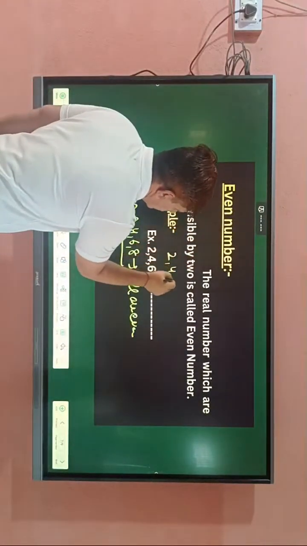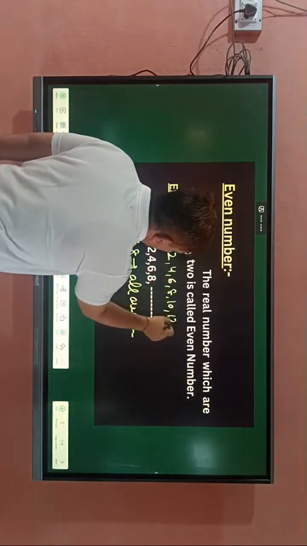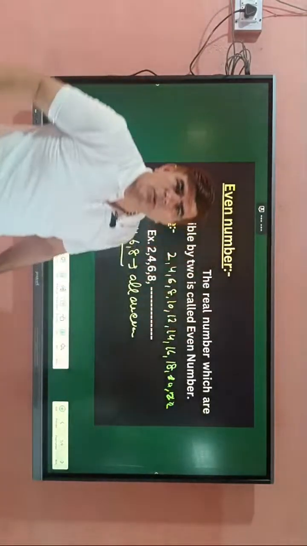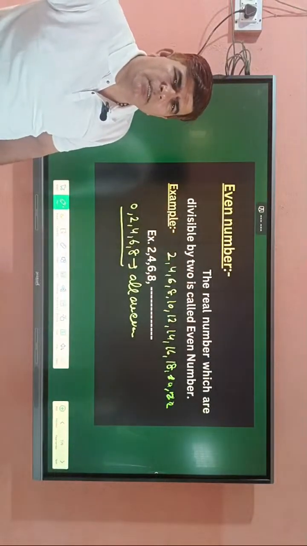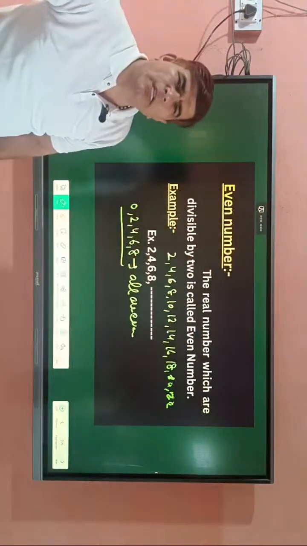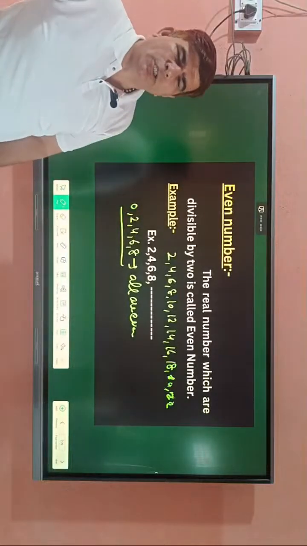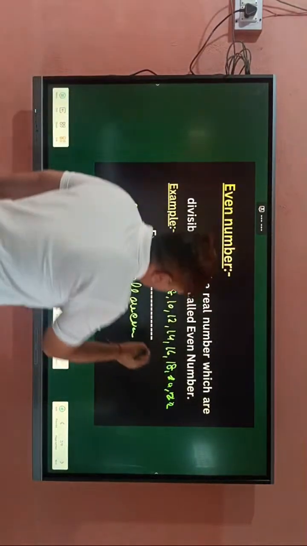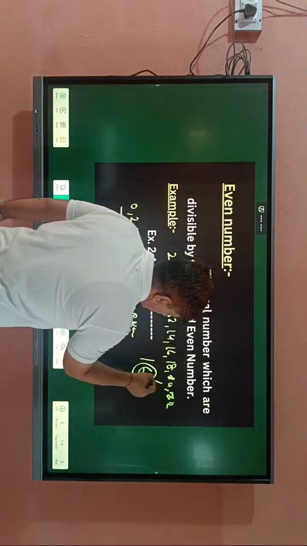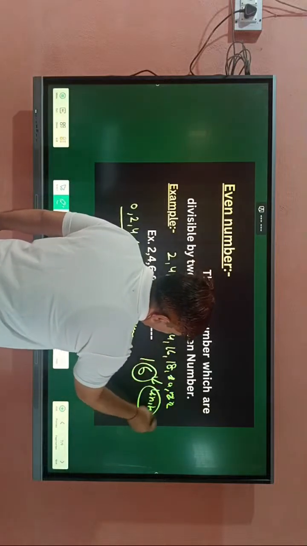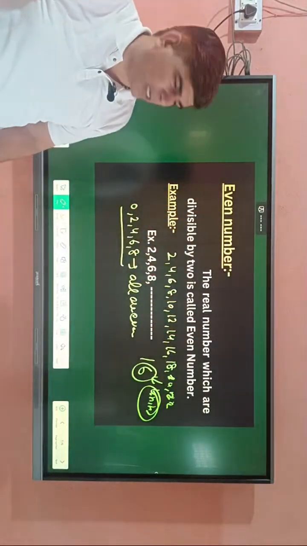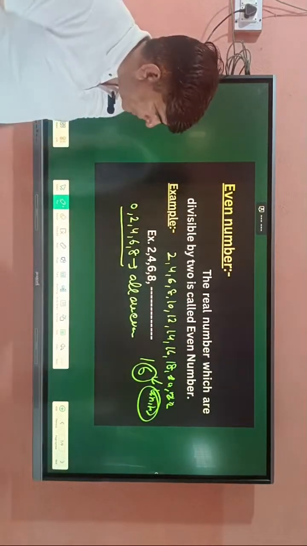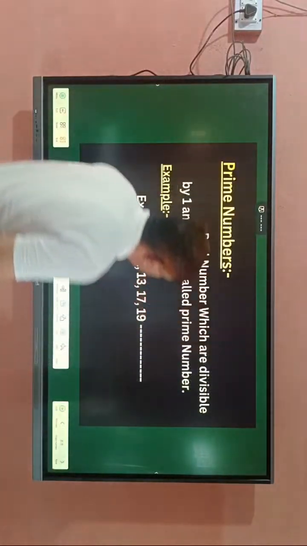Otherwise, 2, 4, 6, 8, 10, 12, 14, 16, 18, 20, 22, 24, 26, 28, 30, which come in the table of 2. Or you can say, whose unit digit is 0, 2, 4, 6, 8. Unit digit means, I have written 16, so what's its unit digit? This is its unit digit. By checking the unit digit, you can easily decide which is even and which is odd. Understood?